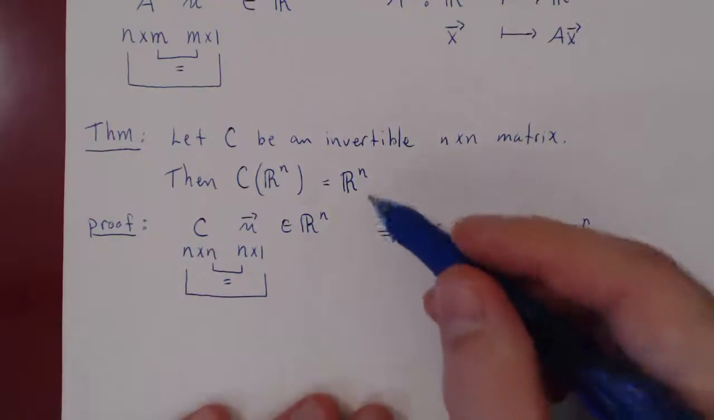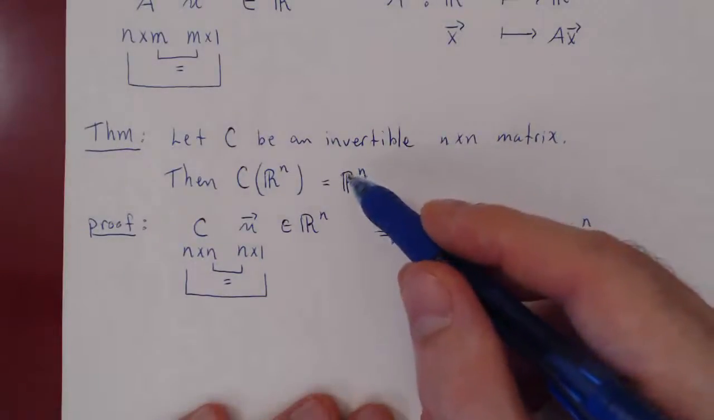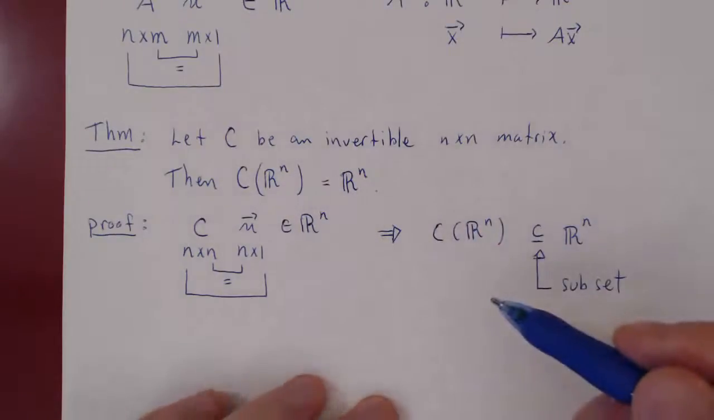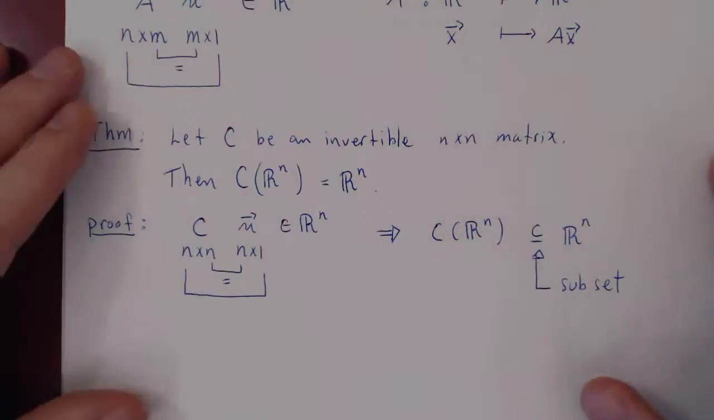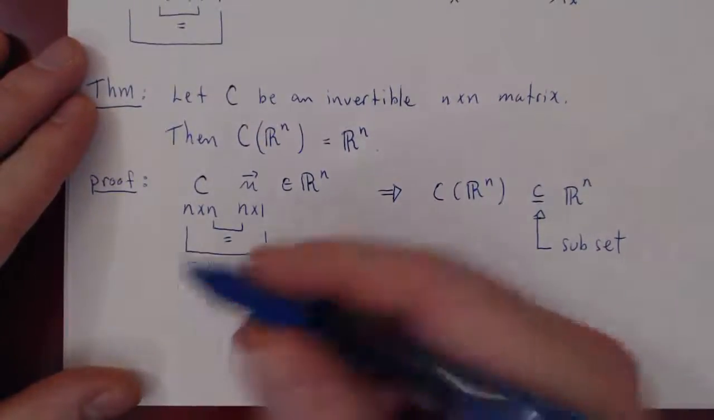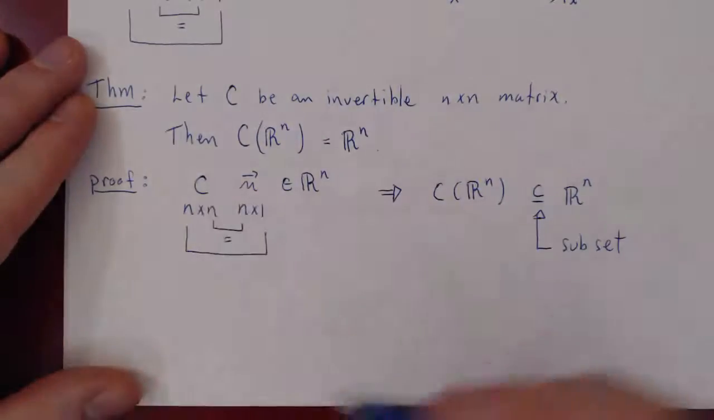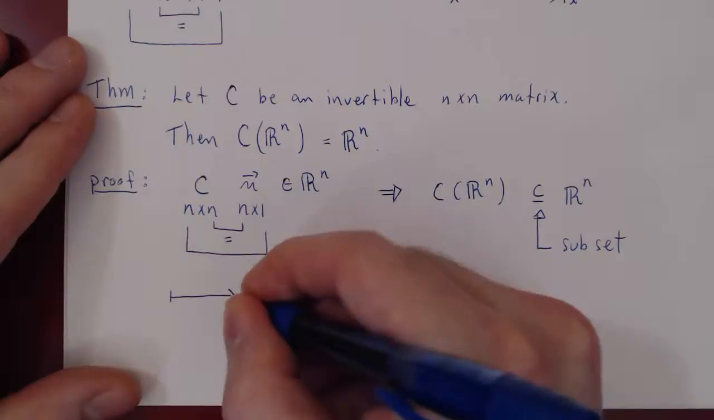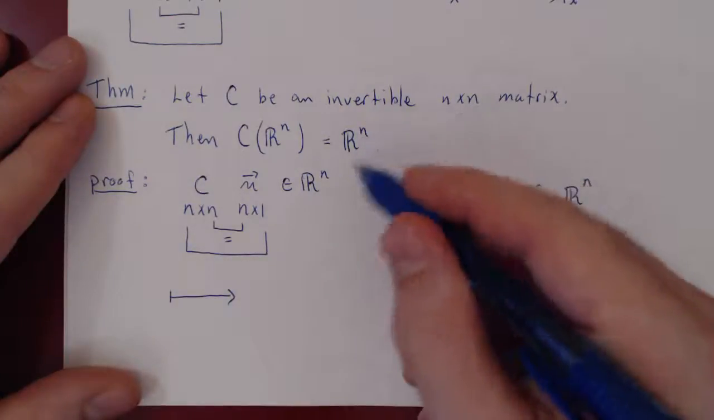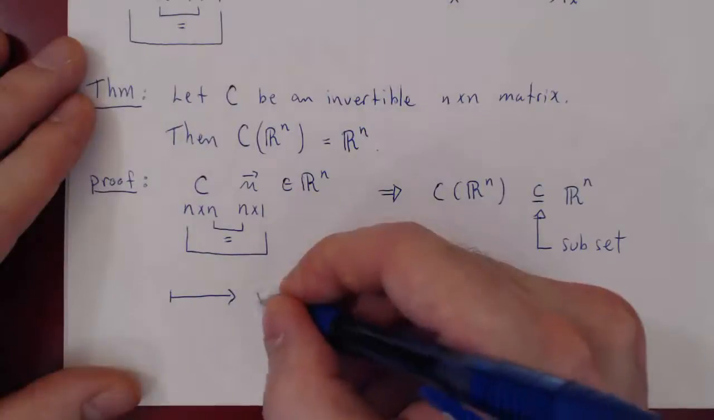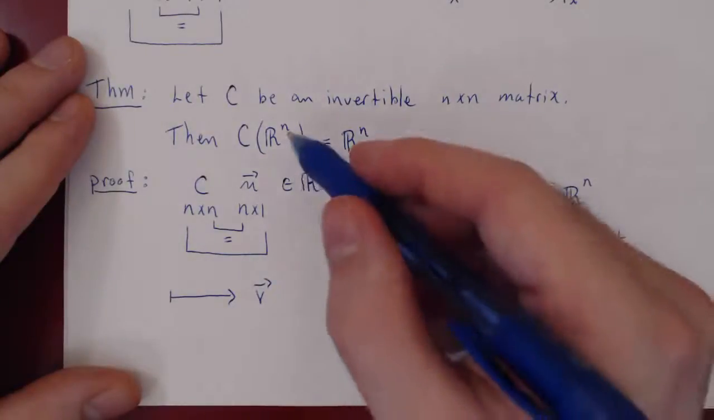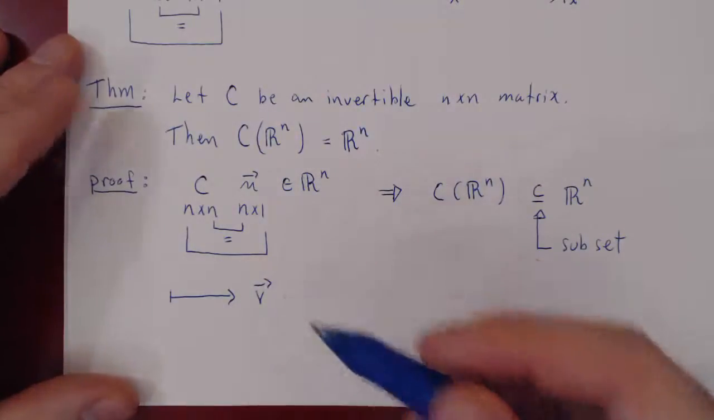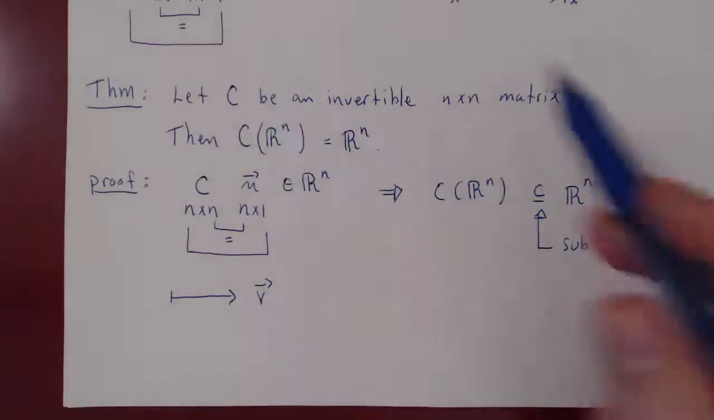Let's prove now that given any vector in Rn, we can find a vector in Rn where C times this vector will be the given vector in the range of our function. This is the second part of our proof. If we start with any vector in Rn, so the vector v, can we find a vector in Rn where C times this vector will be equal to v? Well, this is now where we use the fact that the matrix C is invertible.